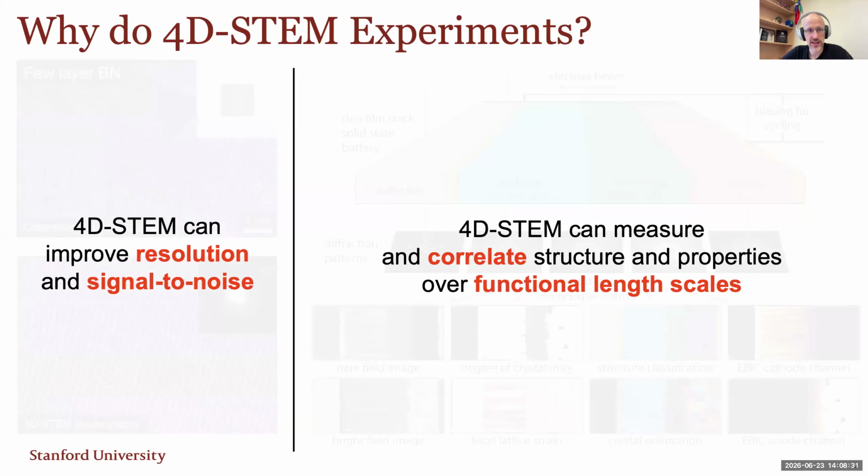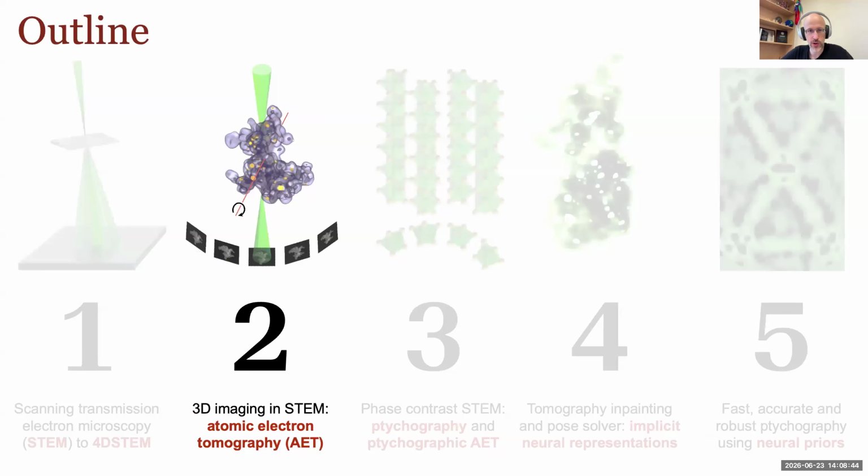So to summarize here, if you do 4D STEM, you can improve resolution and signal to noise, especially in imaging. And in nanobeam mode, you can measure structure over the functional length scale of the material, whatever it happens to be. Okay, so now a quick background on tomography.